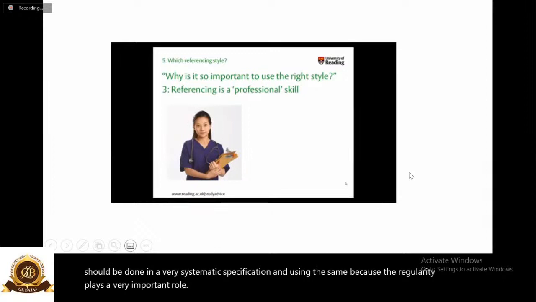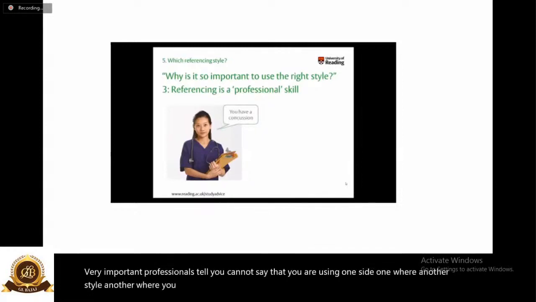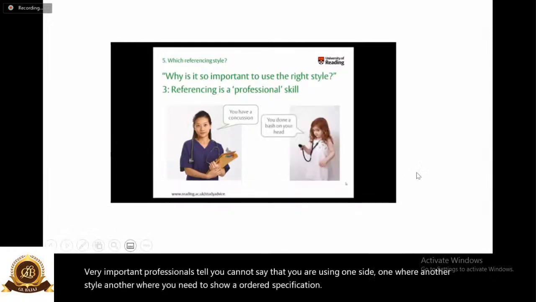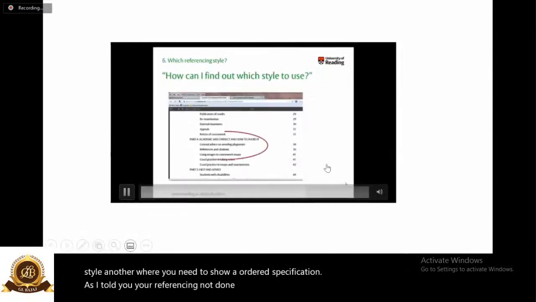The last point is that referencing is a key professional skill. Very important, a professional skill. You cannot say that you are using one style one way, another style another way. You need to show an ordered specification. Otherwise you wouldn't give the impression of being very professional, and that will make it hard. As I told you, your referencing not done correctly doesn't show that you have written your thesis in a professional manner.